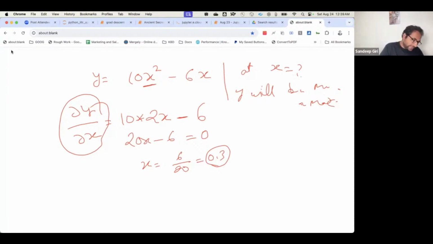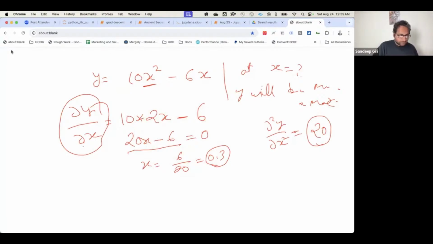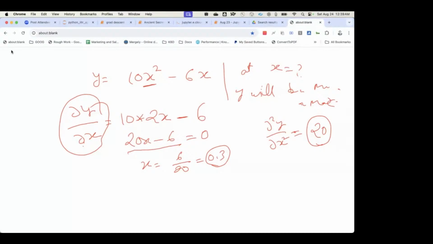We do the second derivative of this. So when we differentiate this again, what do we get? 20. This is positive. What does it mean? If the rate of change is positive, is it minima or maxima? You just said it. Minimum.